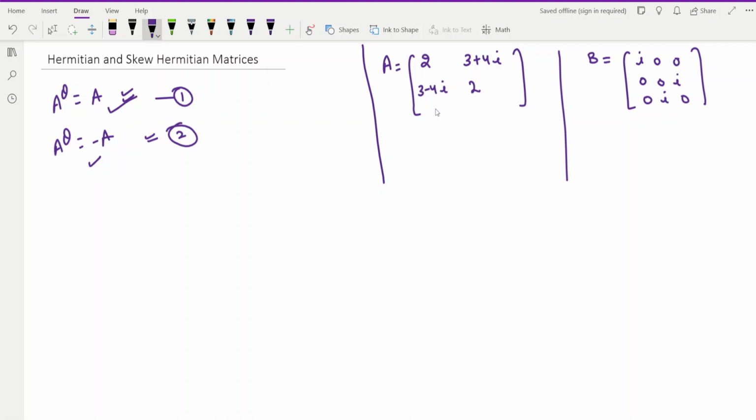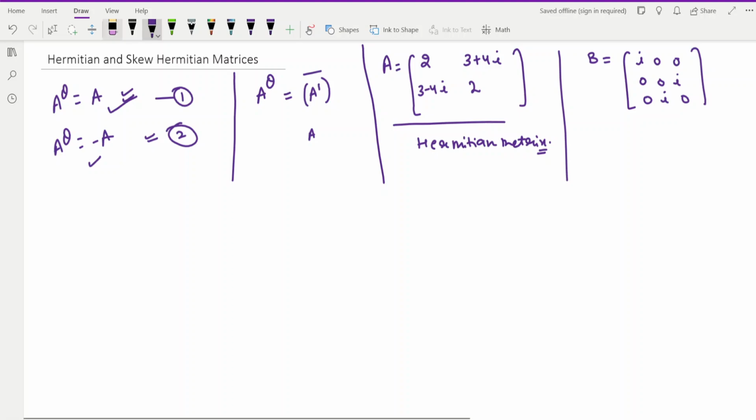For this particular purpose, I have written two examples. First we will be discussing Example A. I want to verify whether this particular matrix is a Hermitian matrix or not. Before this, I want to let you know the meaning of this A theta. A theta is actually A transpose and its conjugate, or you can also say it's the conjugate transpose. That is the same thing. So A theta means A transpose conjugate.